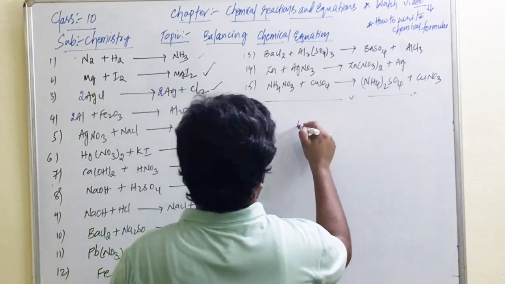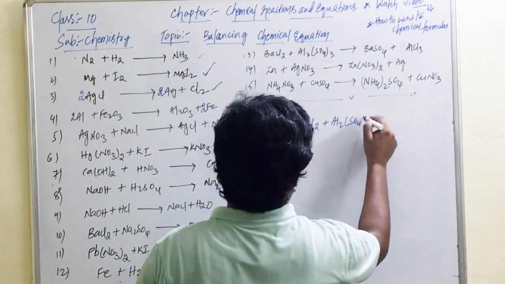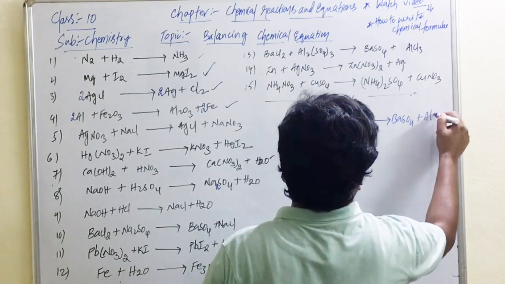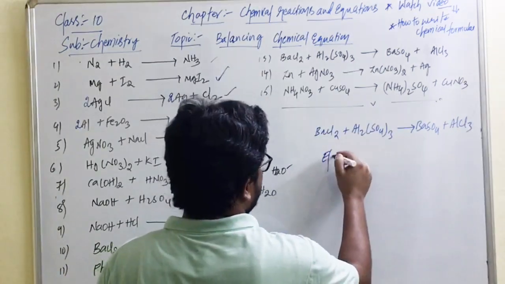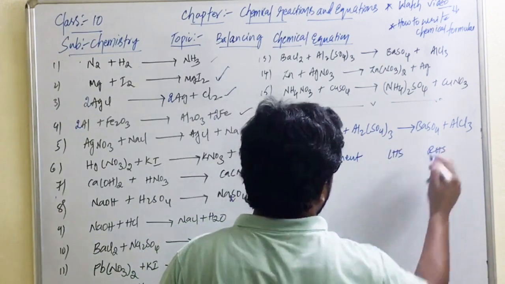Now the next, BaCl2 plus Al2(SO4)3 gives rise to BaSO4 plus AlCl3. Let us balance it. Elements on the left hand side and on the right hand side.